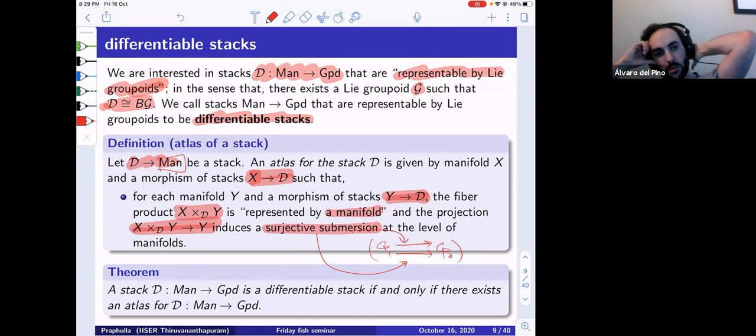So for every stack with an atlas, I can construct a Lie groupoid, and the surjective submersion assumption makes sure that these maps are surjective submersions. That's what I'm saying in the theorem: a stack is a differentiable stack if and only if there exists an atlas for this stack.